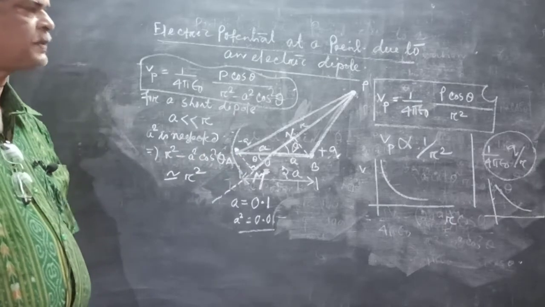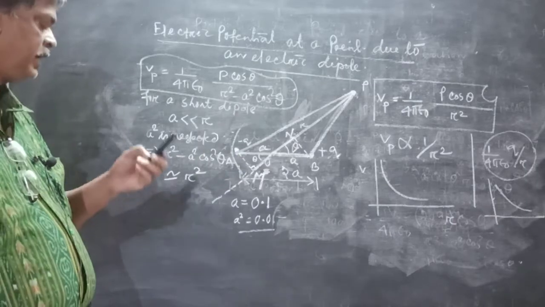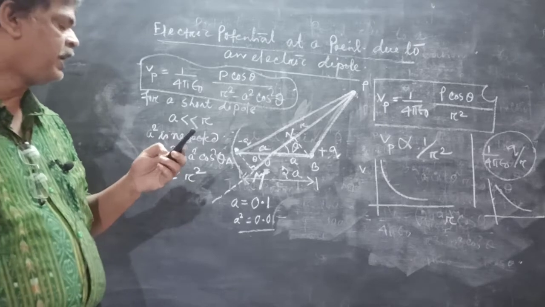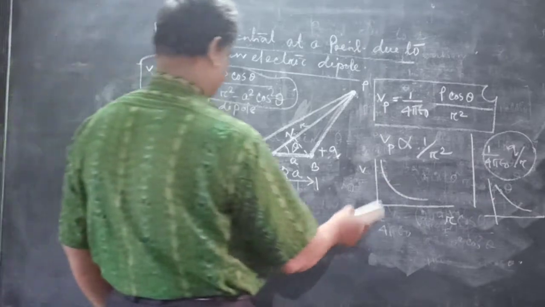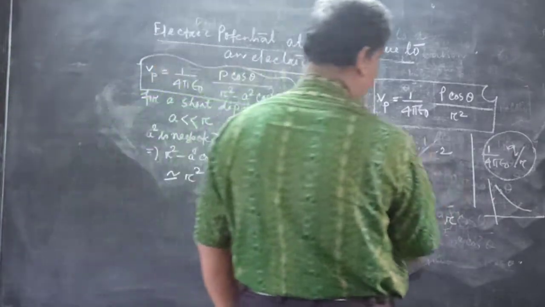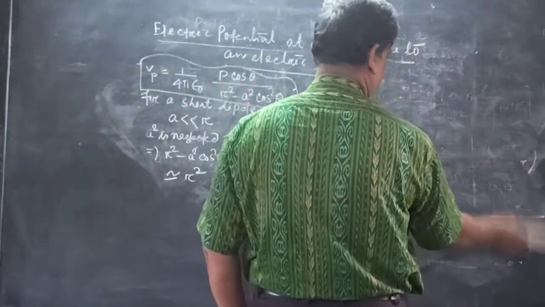Now we find the special case: if the point P lies on the axial line and if point P lies on the equatorial line. I mean the special case. Clear? The special case.